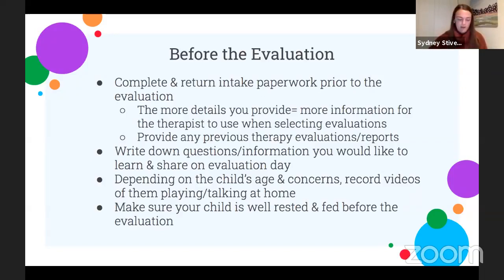And that's, again, why it's really important for us to have as much information as possible so we can choose the right assessments and be prepared on evaluation day.